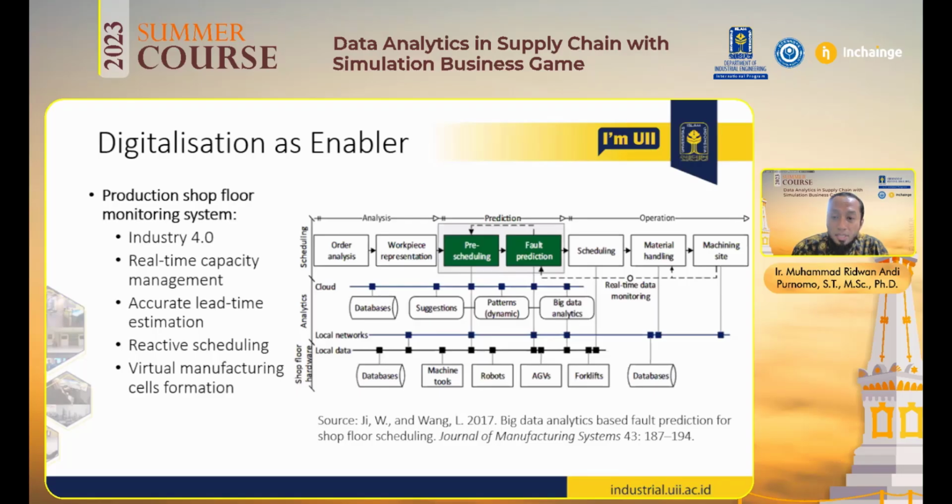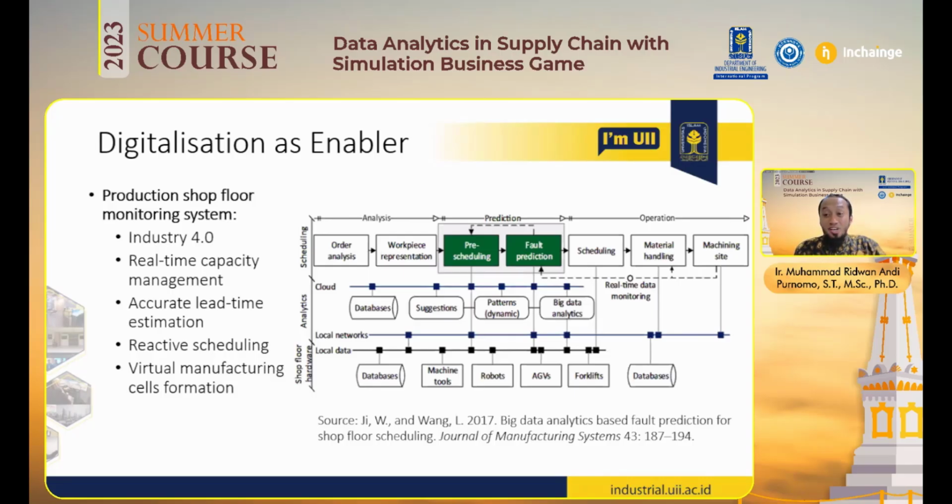Then if we can monitor our machine in real time, we can estimate the capacity of the machine. So here we will have real-time capacity management. Again, this is very important. If we have a new order from a very important customer, we cannot neglect it. Because it's a very important customer, we need to fulfill the order. No choice, we need to produce it. How to produce? Of course, we need to check our capacity.